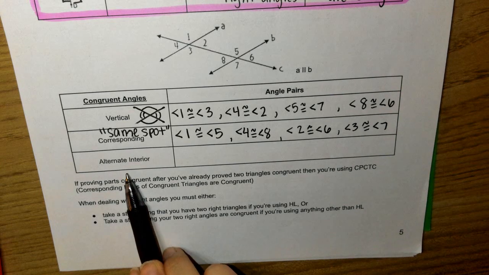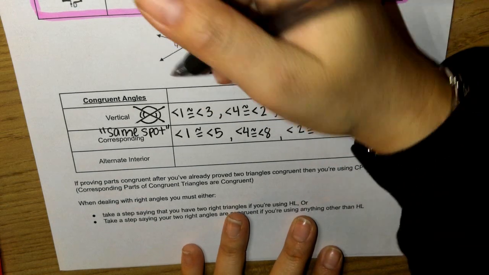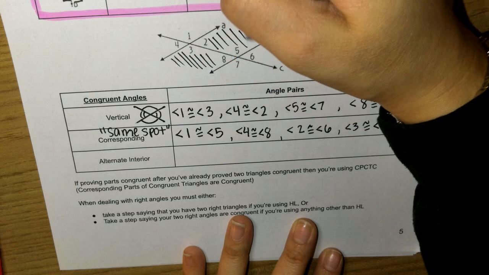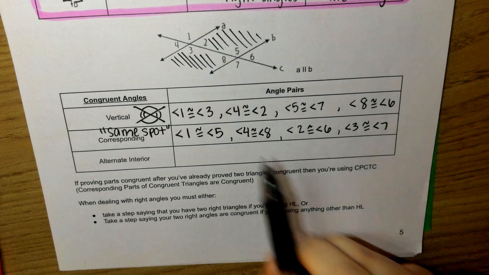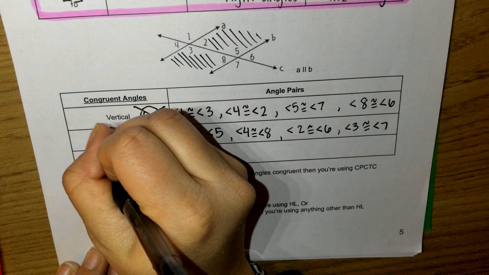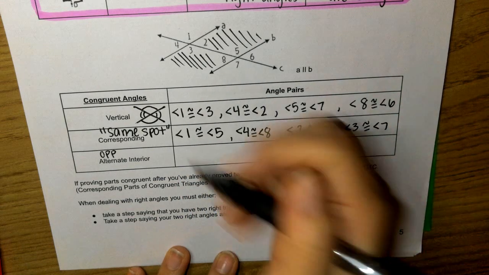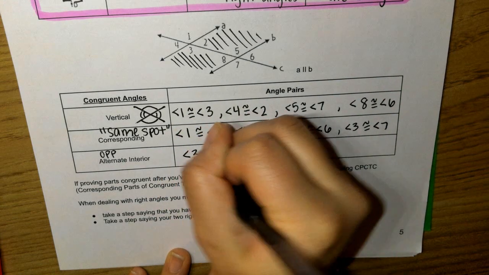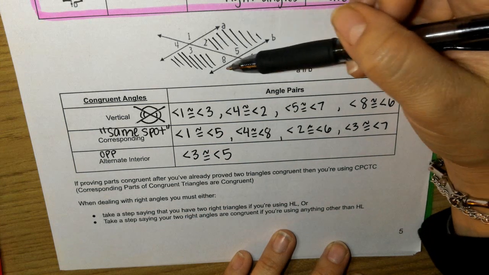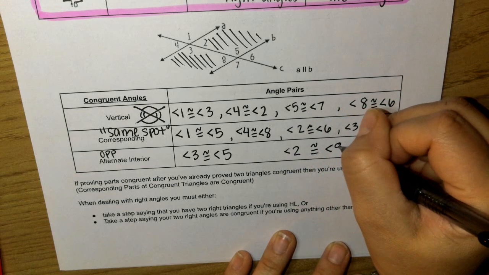And then the last one is talking about alternate interior. I taught you guys to always shade the inside, or what's in between our parallel lines. We call the shaded region our interior. Alternate means opposite. What is opposite of 3? 5. So angle 3 is congruent to angle 5. And they're both inside of the parallel lines. 2 and 8, those are alternate interior. And that's about it for here.